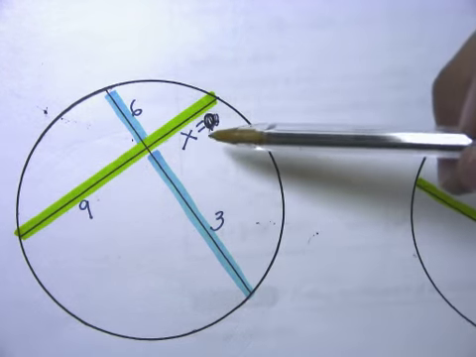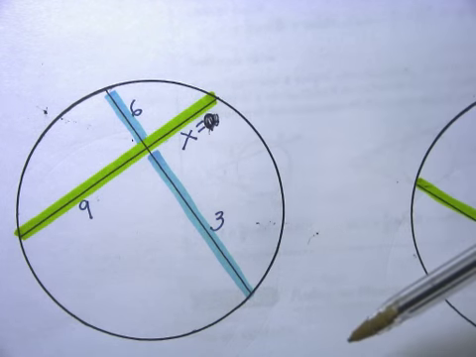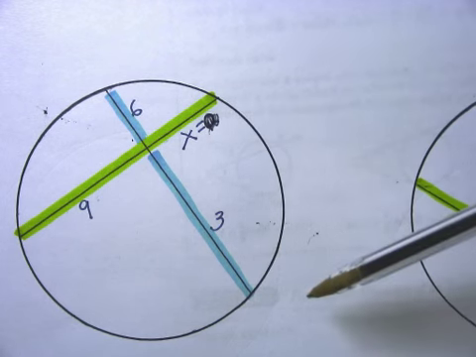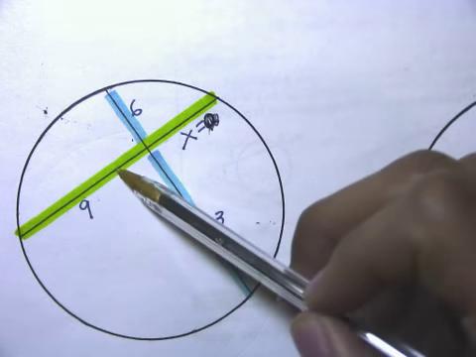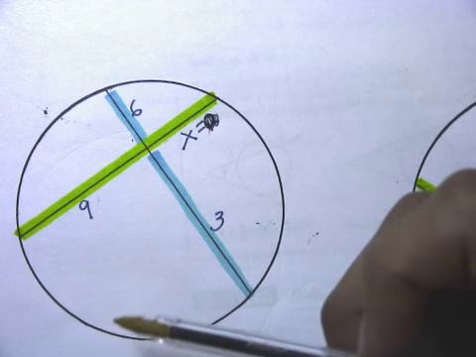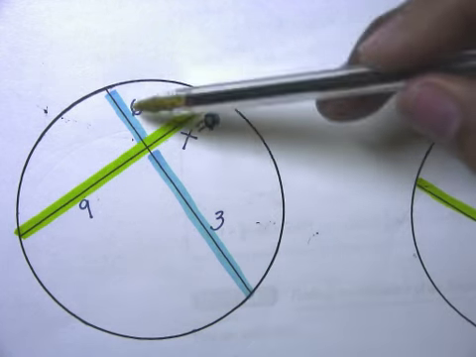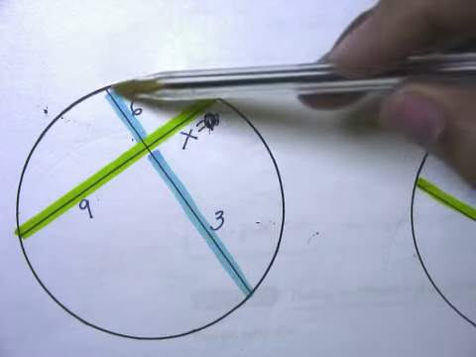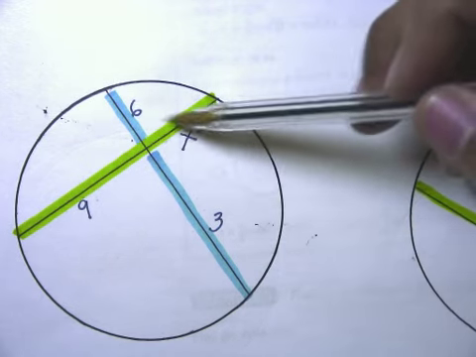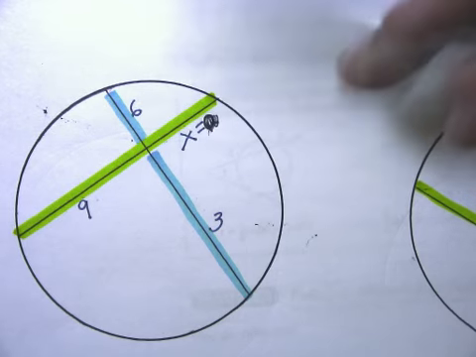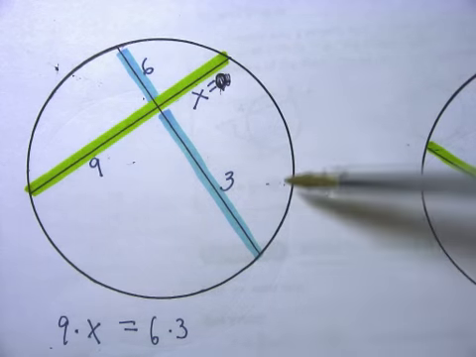The only way that chords are the same length is if the arcs that they create are the same length, and obviously we don't have that information here. So we're looking for this little part right here. Here's what the rule says in your notes. If I take the 2 parts of the green line, the 9 and the x, and I multiply them together, their product is going to be equal to the 2 parts of the blue line multiplied together, the 6 and the 3. So if I multiply 9 times x, it should be equal to 6 times 3.